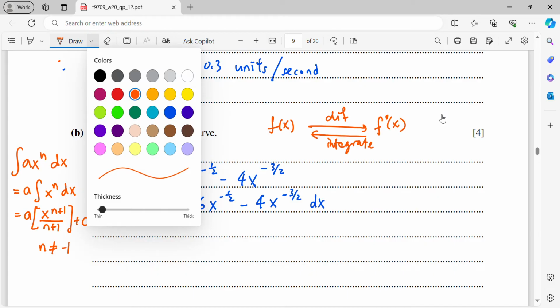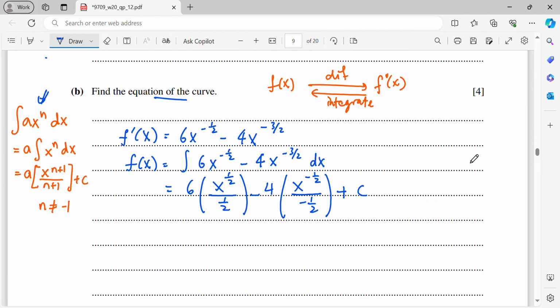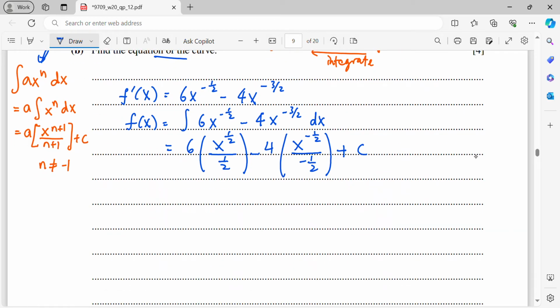Okay, so now by using this formula, I will get 6 times x to the power, negative half plus 1 is half, then over half. Then minus 4 times x to the power negative 3 over 2, when you add 1, negative 3 over 2 plus 1 is basically negative half, then over negative half. Then, because it is an indefinite integral, which means integration without limits, you have to add an arbitrary constant, which is a c.